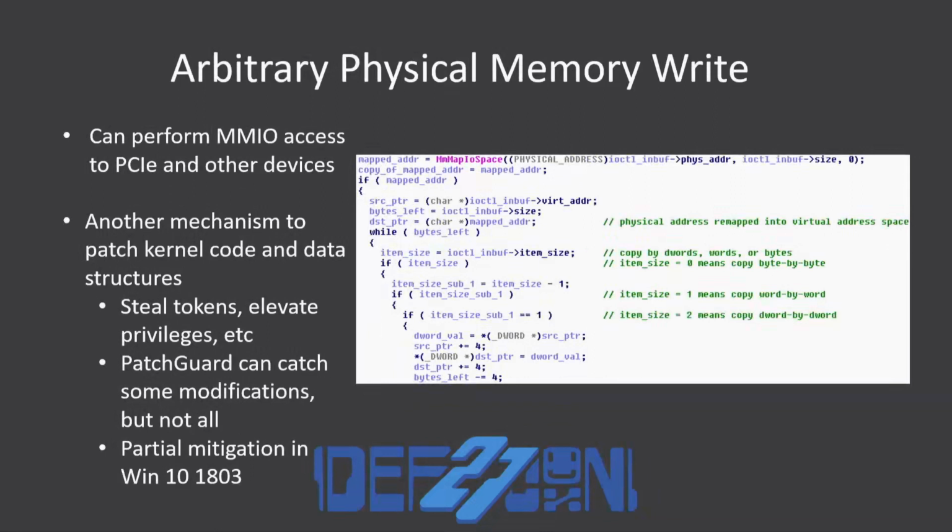Another thing that we found is just basic arbitrary physical memory read and write. In this, it's intended so that you can use it to go talk to device drivers and do MMIO access. In this case, there's also no sanity checks. You could basically have any address, any size, and go try to call this function, MmMapIoSpace.